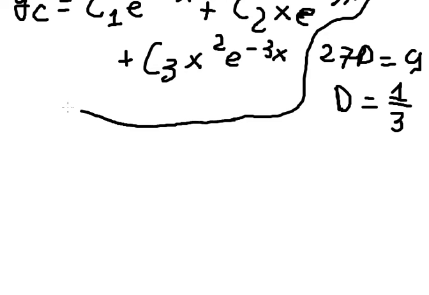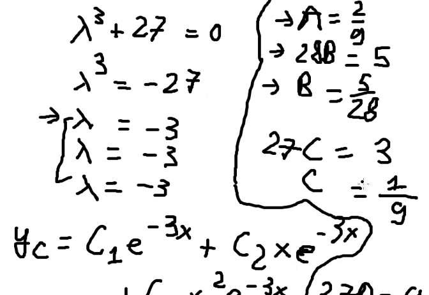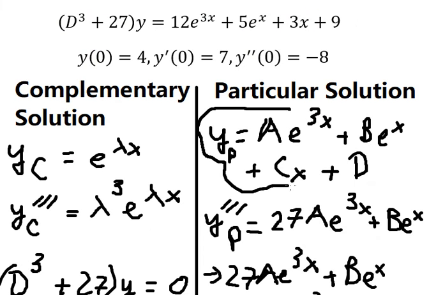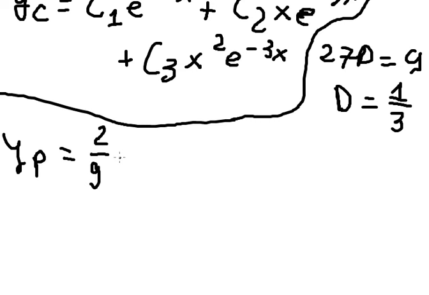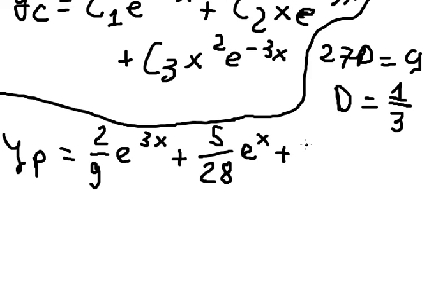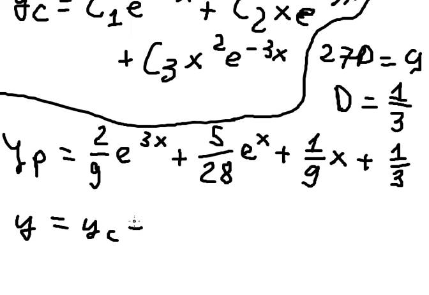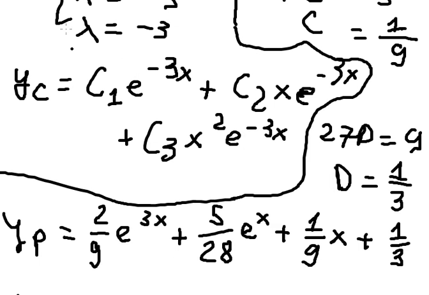So after we got everything, we have yp. So we put the values of a, b, c, d in here, and we got the final answer. So we combine yc and yp. You get y. So yc, that is this one.